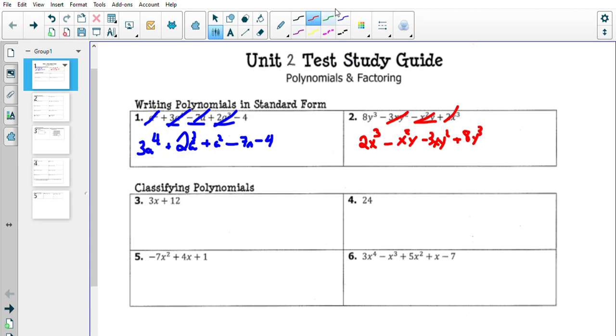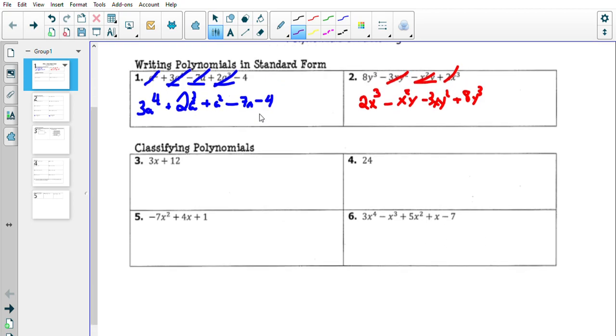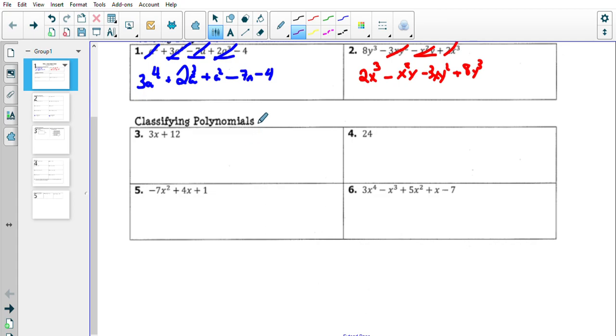Okay? So again, we look at the alphabetical order with our terms in terms of x and y. But then we also look at the highest exponent of those alphabetical terms. Okay? All right, then we went into our classifying polynomials, and there are two things we have to look for with classifying. The first thing being the degree, which is the highest exponent, and the second thing being the number of terms. Okay, how many terms do we actually see here?